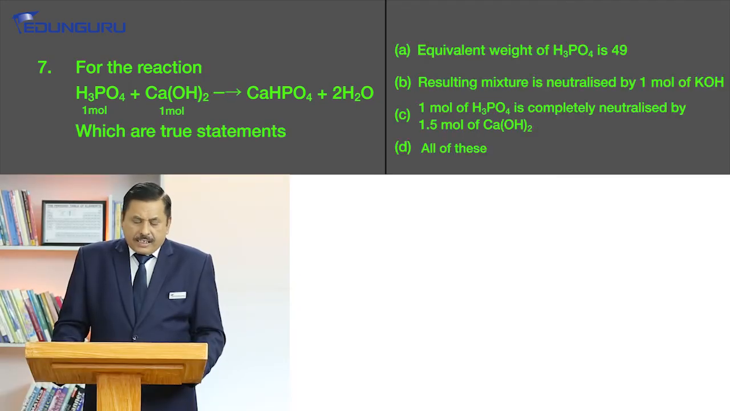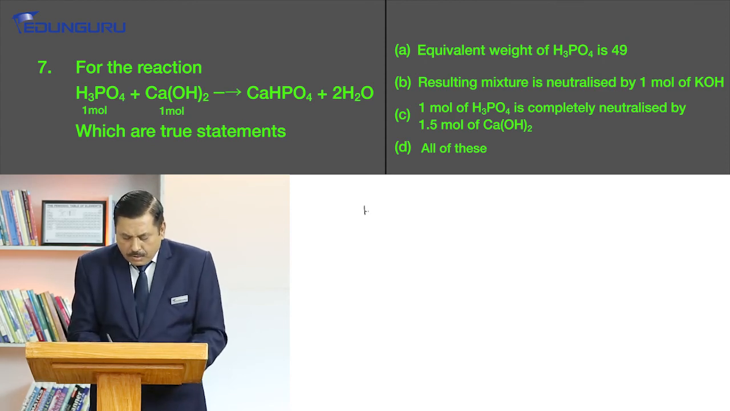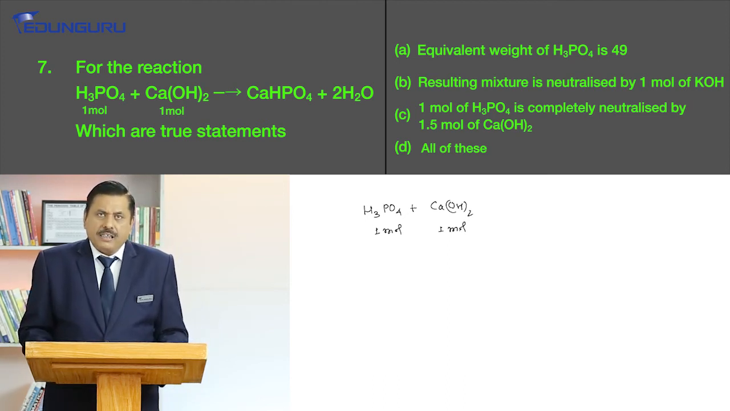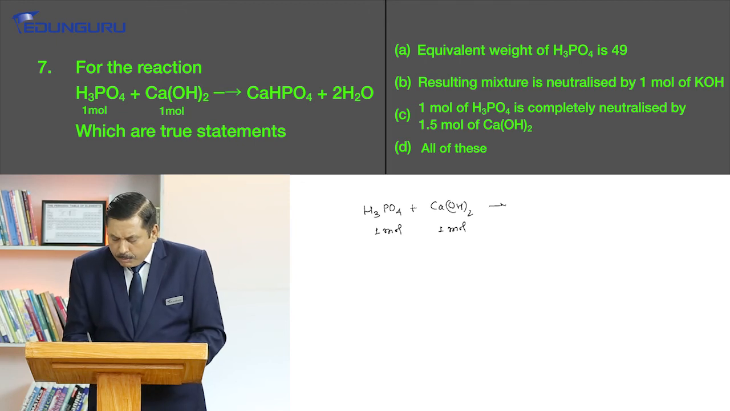Now, let us see. In this question, the reaction is H3PO4 plus Ca(OH)2, and how many moles of each have we taken? We have taken 1 mole each of H3PO4 and calcium hydroxide. And what are the products obtained? Products obtained are CaHPO4 plus 2 H2O.